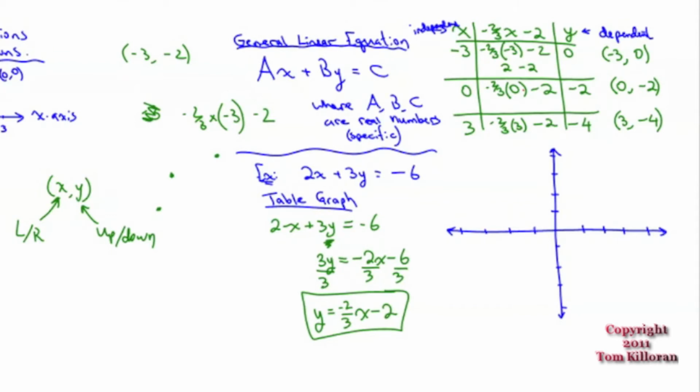Grab the apps. All right, and then just plot your points. So let's see here. Negative 3, 0. Where do I go? To the left 3, and then where? Nowhere. Stay right on the axis. And plot that point. 0, negative 2. Just straight down 2. Nice squeaky marker. And then positive 3, negative 4. Right 3, down 4. That'd be right about here.